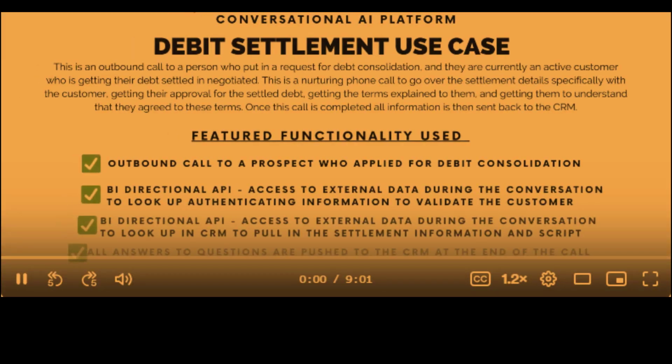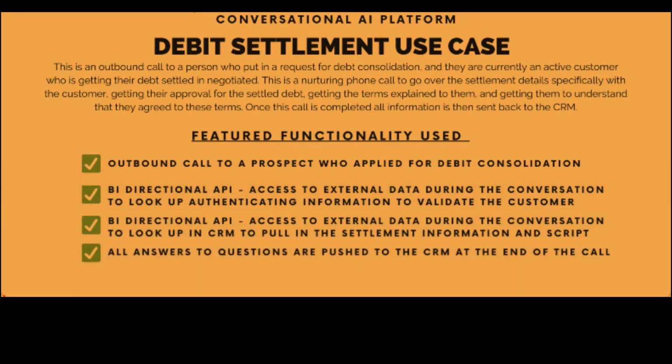All right, so this particular use case is a debt settlement company. It's an outbound call to a person. They already have signed up with the company for debt consolidation, and they are going through the period of debt settlement with each one of their individual accounts. So this is a nurturing call. This is where basically someone would call back in and nurture through the relationship of the whole process that was happening. There's various use cases for this.